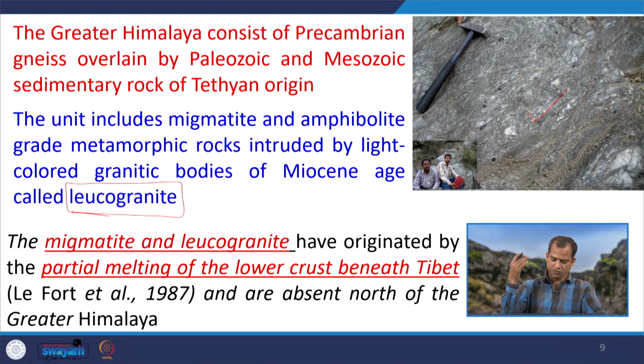If you remember, when we were talking about mountain building activities or this orogenic system, and about continent collision, we said that beneath Tibet we have a sequence where the temperature is high, which is why it is detached from the main colliding continents. Melting takes place due to the high temperature, and this melting of the lower crust beneath Tibet generates the migmatite and the leucogranite, which are absent to the north of this Greater Himalayan sequence.